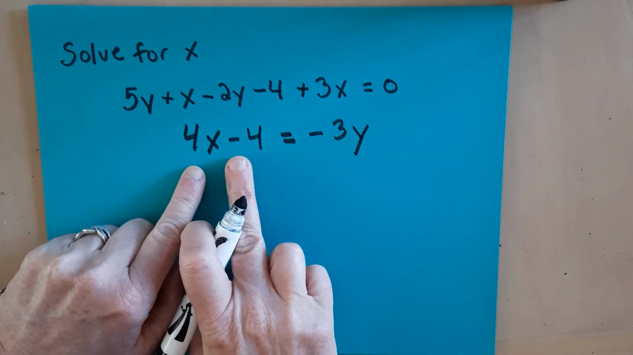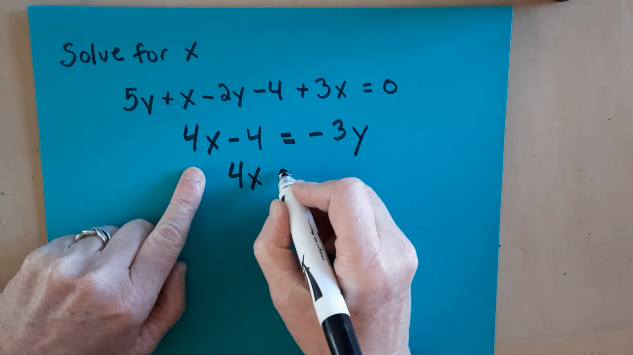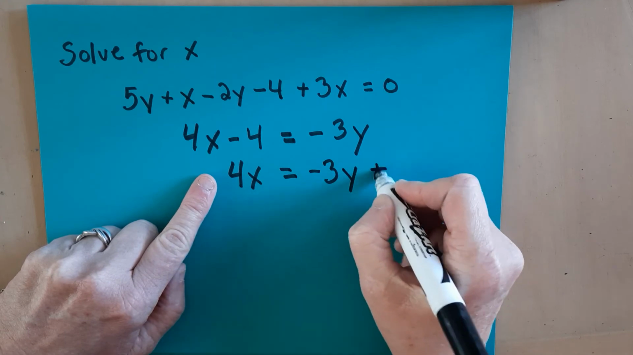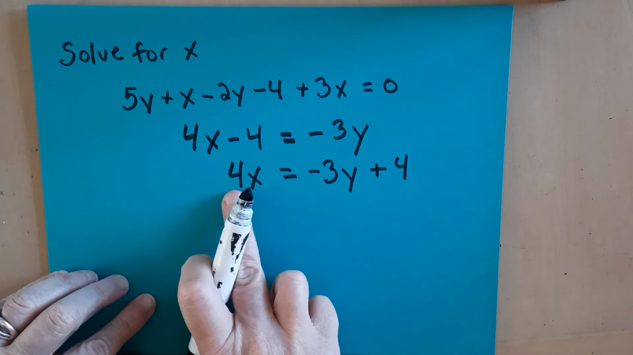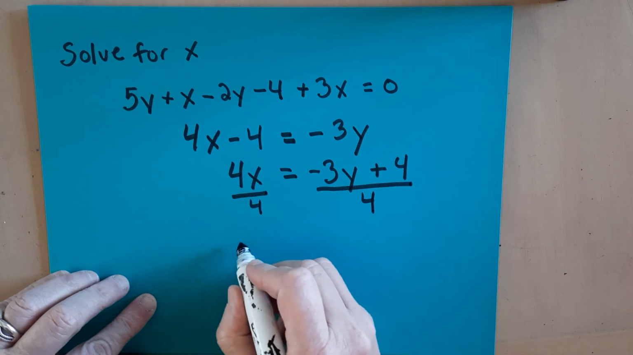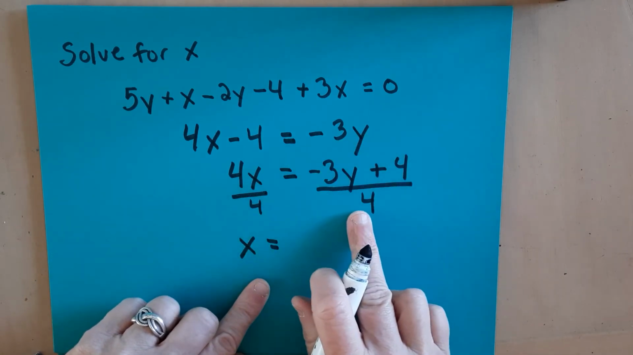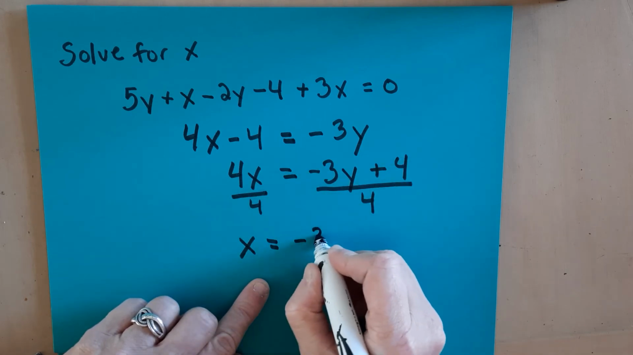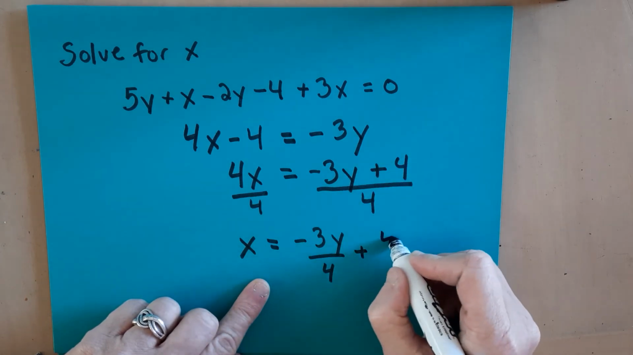So now we're going to add this 4 to each side, which further isolates the x. So we're going to add a 4 to each side, which gives us negative 3y plus 4. And our last step is to go ahead and divide each side. This is being multiplied. We want to get x by itself. We're going to divide each side by 4, which gives us x equals this expression, but we want to set it equal to individual fractions. So we have negative 3y over 4 plus 4 over 4.